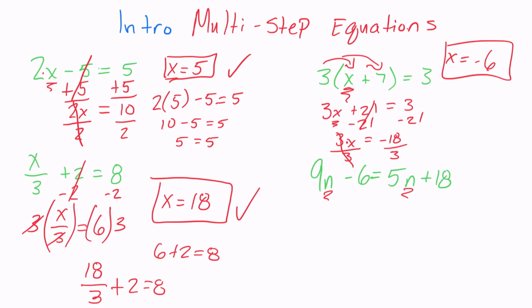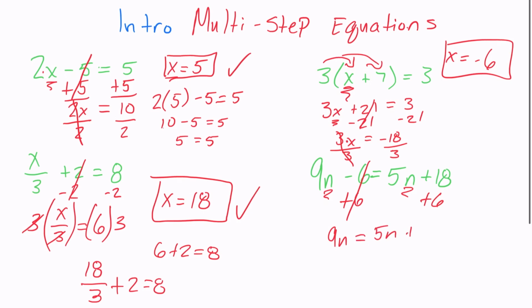We're going to use our inverse property. This is a negative 6, so I'm going to add 6. What I do to one side, I do to the other. Negative 6 plus 6 cancels, and we have 9n equals 5n plus 18 plus 6, which is going to give me a positive 24. Now I need to combine my n values. This is a positive 5n, so I need to use the inverse property, which is subtraction. Subtract 5n. What I do to one side, I must do to the other.